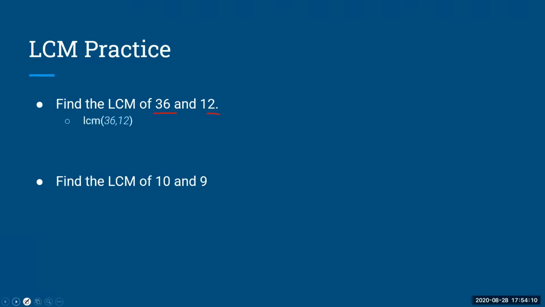All right, I'm going to zoom through this. If you list out the multiples of 36: 36, 72, 108, and multiples of 12: 12, 24, 36, notice how they share 36 in common as multiples. So you get 36 as your LCM, least common, has to be least. You can keep going, they also share 72 as a common multiple, but we want the least.